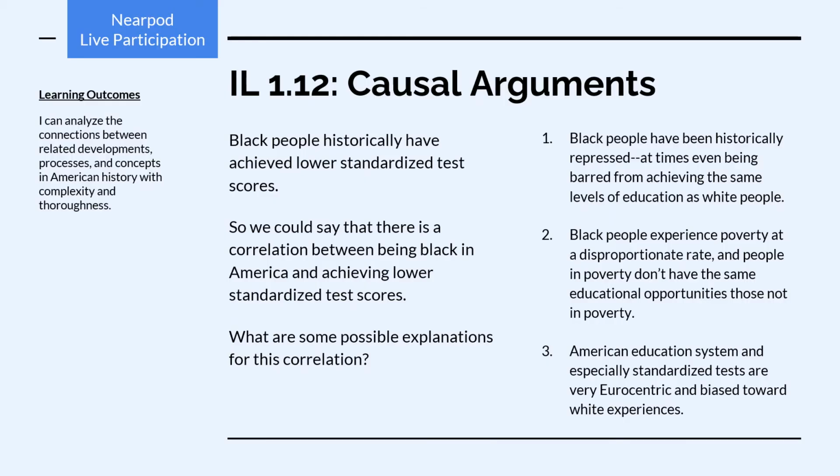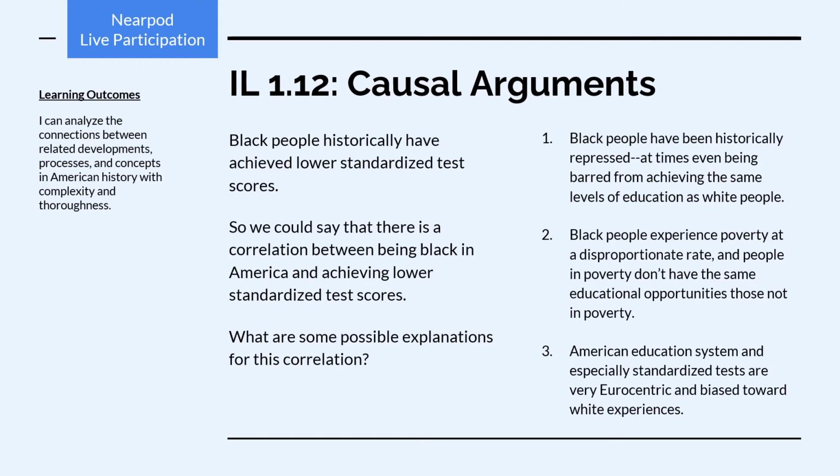Here are some of those explanations that actually have a lot more merit. First of all, we know that black people historically have been repressed in the United States, and at times even been barred from achieving the same levels of education as white people. After all, during the 250 plus years of slavery in our country, it was illegal to teach slaves how to even read and write. And even after the slaves were free, it took more than 50 years before they were integrated into the same educational systems as white people.